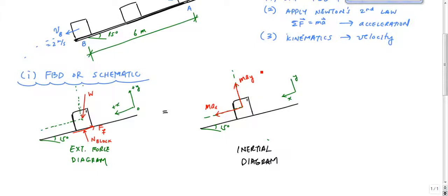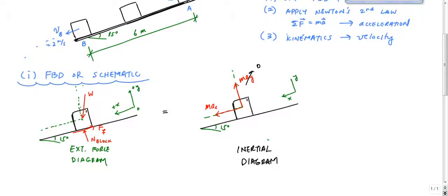And some of you are probably saying, why did you draw MAY? Well, I just drew it to be complete. But the reality is that this block never moves in the y direction, so this acceleration in the y is actually 0. That's going to help us out a little bit later. All right, so this is our external force diagram and our inertial force diagram.